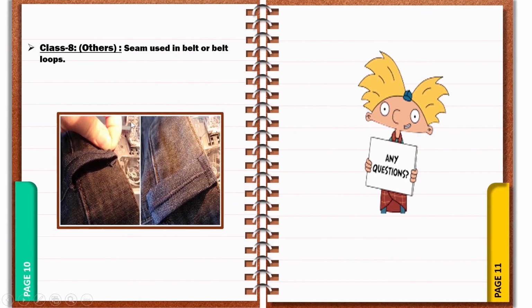Our final type of seam is the others type of seam, and this type of seam is generally seen on belt loops. Initially, I thought that this presentation would be held live. That's why I created this page. Do you have any question? As the presentation is being held as a video presentation, I think that this page is unnecessary.